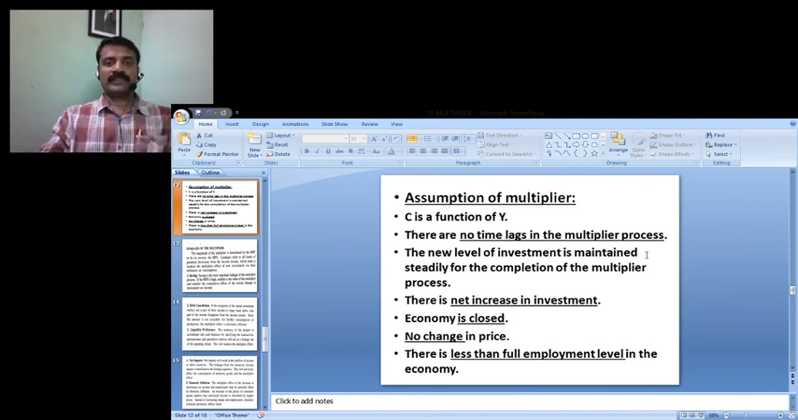The assumptions of the multiplier: C is a function of Y. There are no time lags in the multiplier process. The net increase in investment. Economy is closed. No change in price. There is a less than full employment level in the economy.